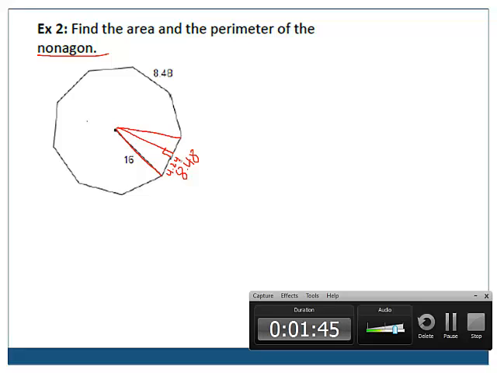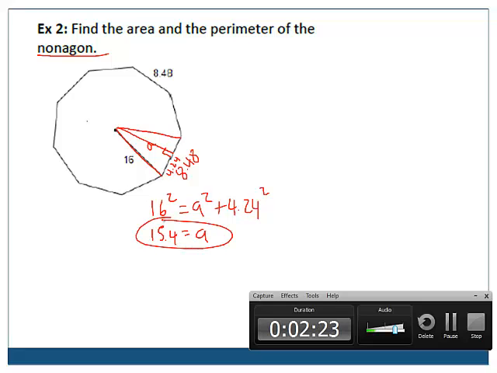And we're trying to find out the apothem, because we need that for the area. We can find the perimeter pretty easily because we have the side length, but I want to figure out all the parts that I need to know first before I start calculating things. So in this case, I'm going to do 16 squared, because that's your hypotenuse. That equals the apothem squared plus 4.24 squared. So once you solve, you get your apothem is equal to 15.4. So A is equal to 15.4. Okay? So once we know that, that's your apothem, then we can actually find the area and the perimeter.